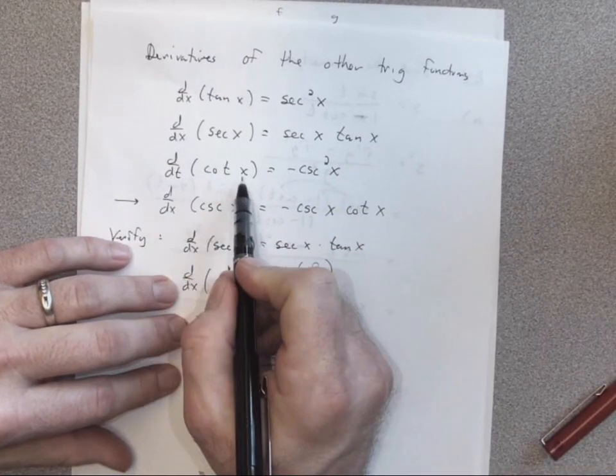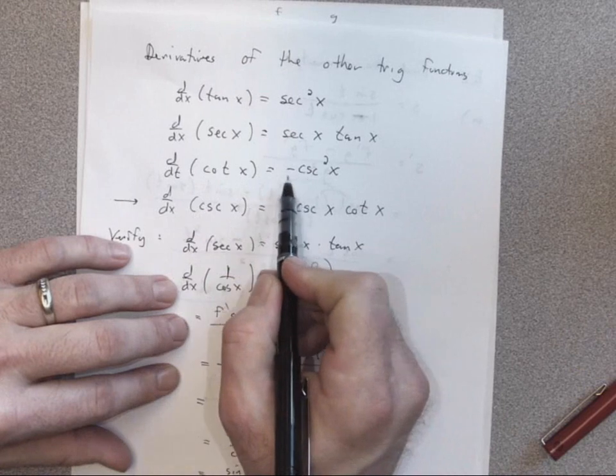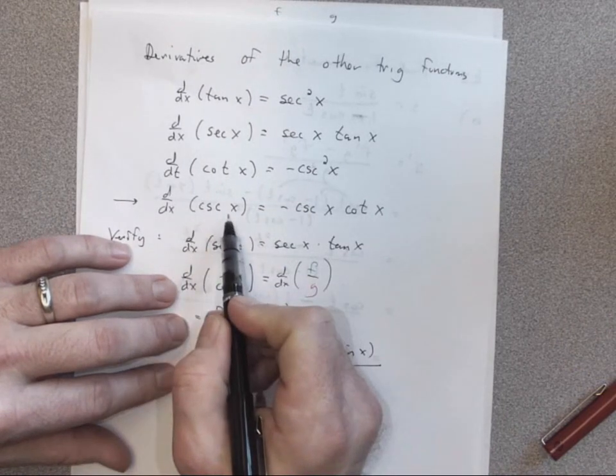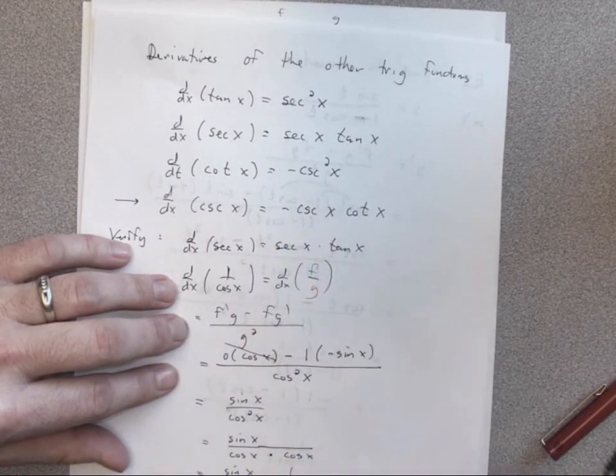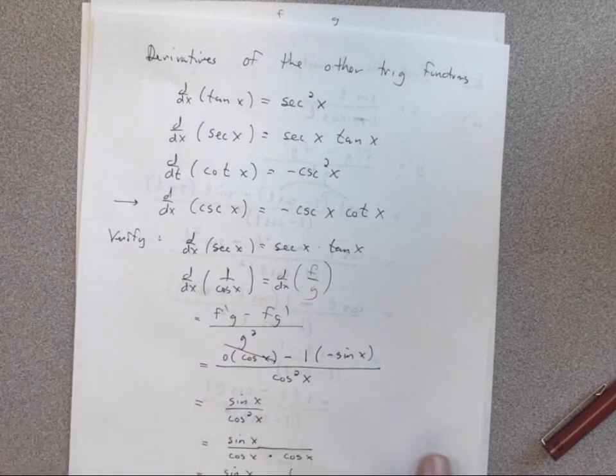Now, this one has a denominator of sine. This has a denominator of sine squared. This has a denominator of sine squared. So it helps me memorize what functions go with what. They have to have the right denominator.